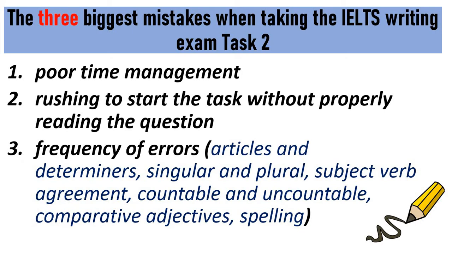What are the common errors both in Task 1 and Task 2? First one would be articles and determiners: using a, an, the, or no determiners needed. And we also have singular and plural nouns, and that includes verbs, of course. So it is important for you to go over subject-verb agreement. Even common errors like she don't instead of she doesn't, or she have instead of she has. Okay? And countable and uncountable nouns.